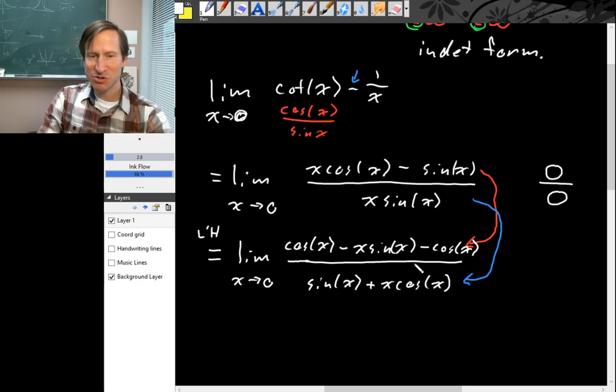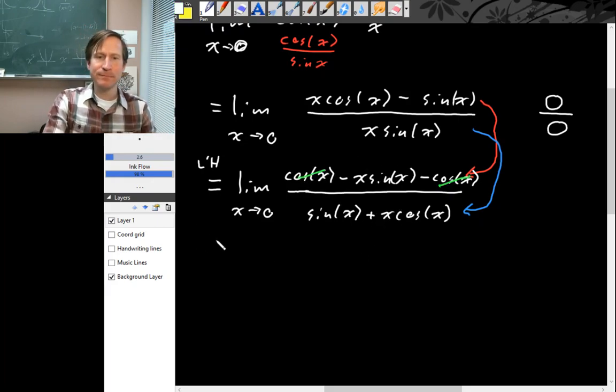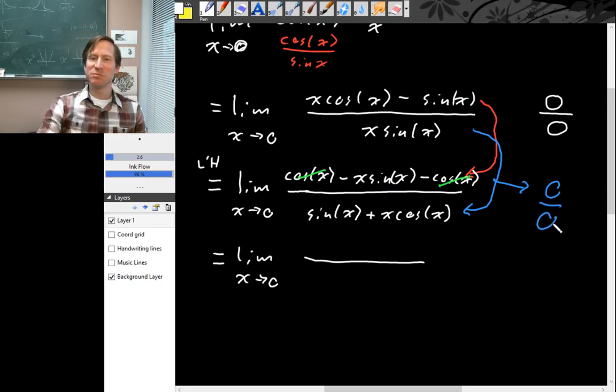All right, now before we try to evaluate this limit, we should simplify it. And you can see there are a couple things that simplify. There's a minus and a plus cosine right here. So limit as x goes to 0, in the numerator, x times sine x, that's 0 still. In the numerator, we're still getting 0. And in the denominator, 0 plus 0, well, we still get 0. So even after simplifying, we're still in a situation where we have an indeterminate form. That's okay. We can use L'Hopital's rule again.